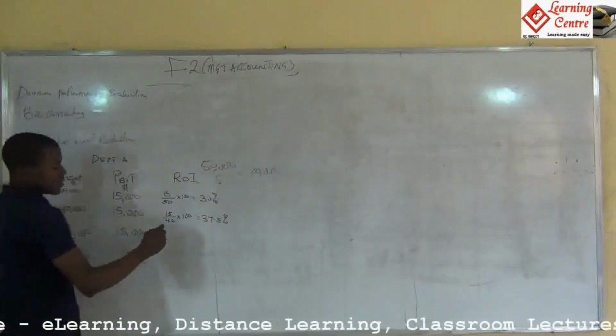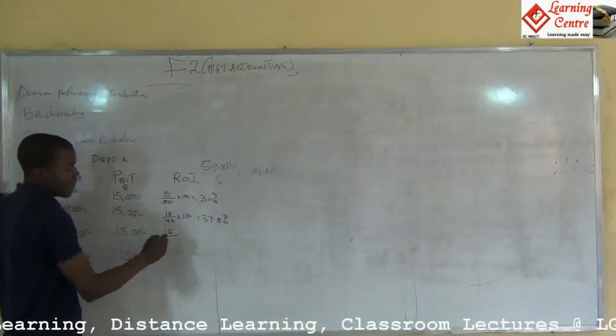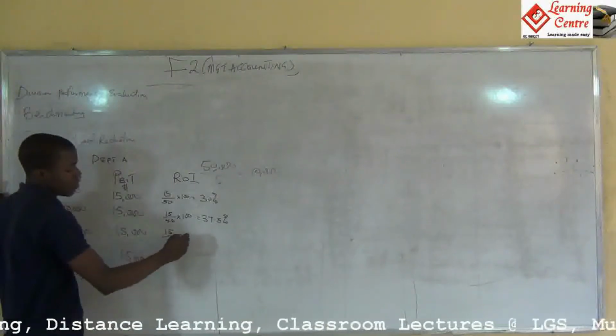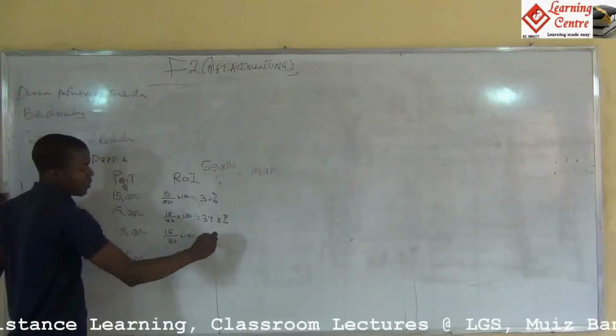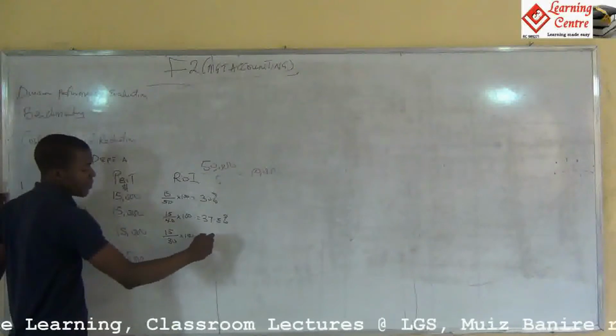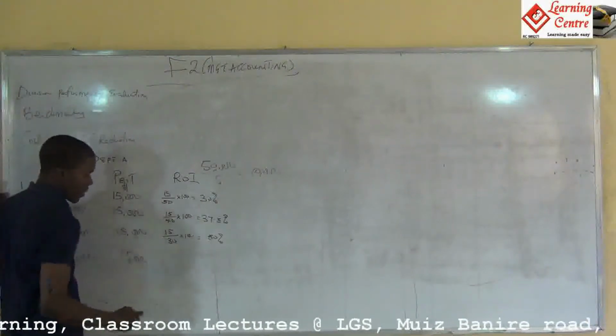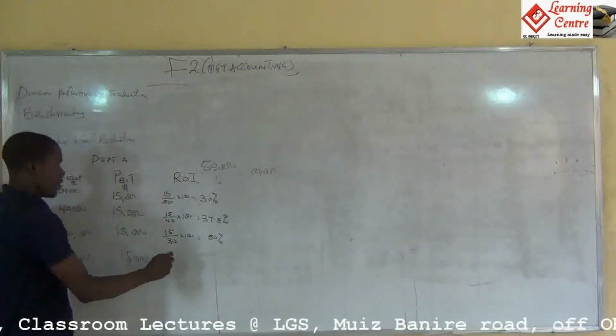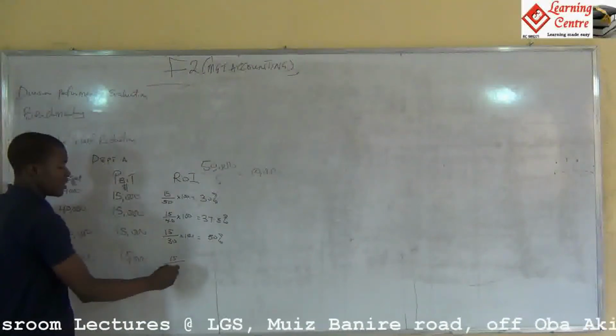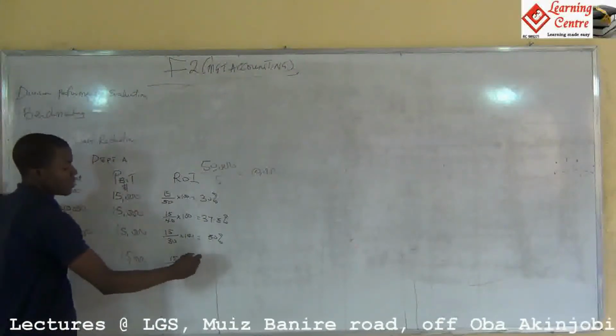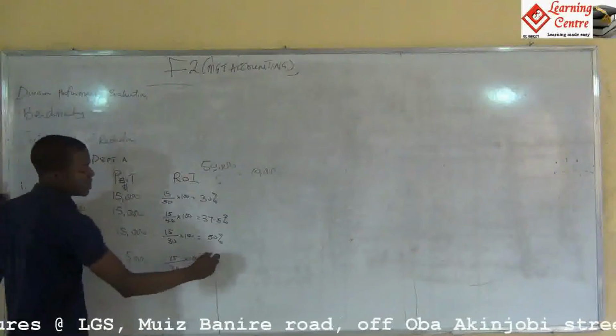In this, it is 15,000 divided by 30 times 100. That gives us about 50%. And this one is 15 divided by 20 times 100. That gives about 75%.